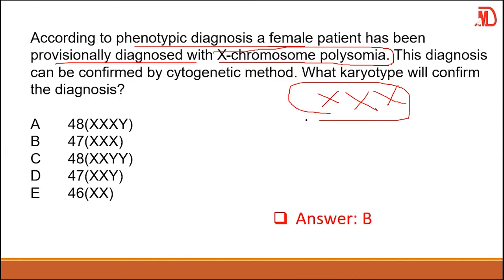So over here, we are looking at what? Trisomy X, which is 47,XXX. All right. I'm here to see XXYY, and I'm here to see XXXXY. All right. So here your answer is what? Trisomy X, which is what? B.